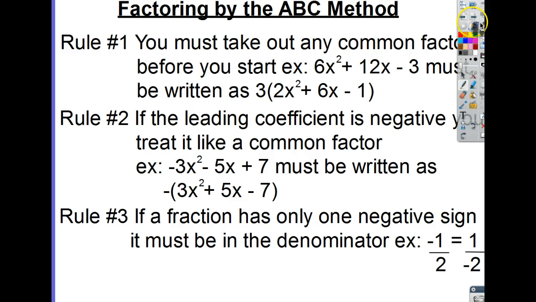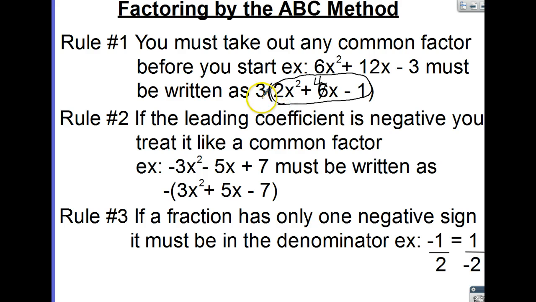Okay? All right, well, let's go to the rules that we have to adhere to when we do the ABC method. Well, the first rule is this, that you must take out any common factor before you start factoring. So if you had 6x squared plus 12x minus 3, notice they all have a factor of 3. Take the 3 out, and that would leave you with 2x squared plus 4x minus 1. And then we would use the AC method to factor this trinomial right here.